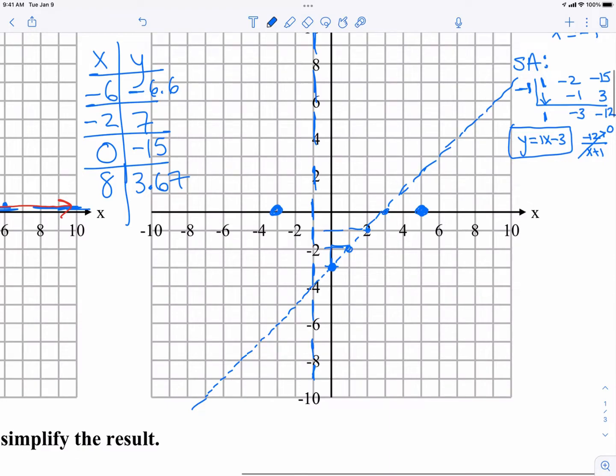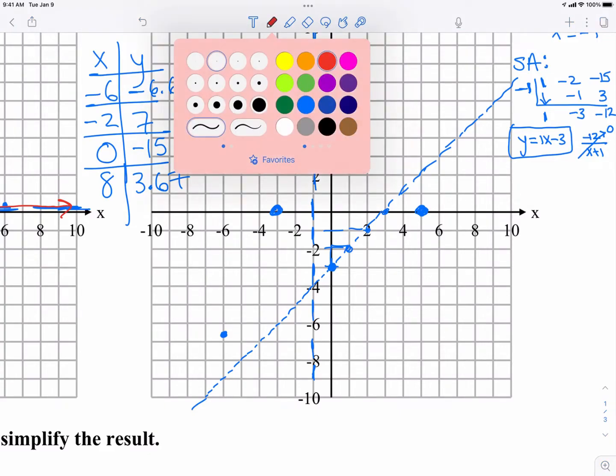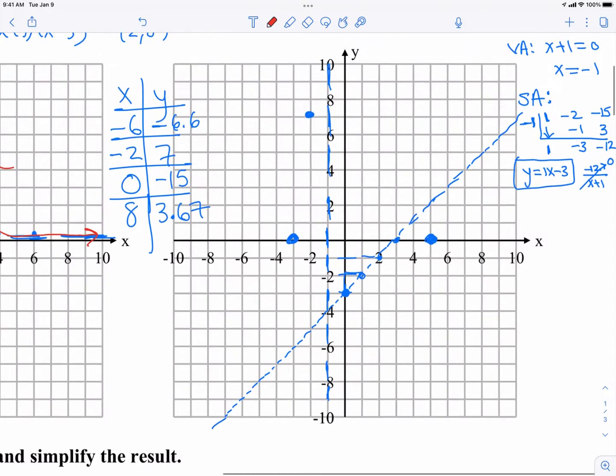Okay, so the first point here, -6, comma, -6.6. That's down here. Okay, and then -2, and then up 7 would be there. All right, so I can go ahead and draw this curve, and that's going to be something like this, curving like that.